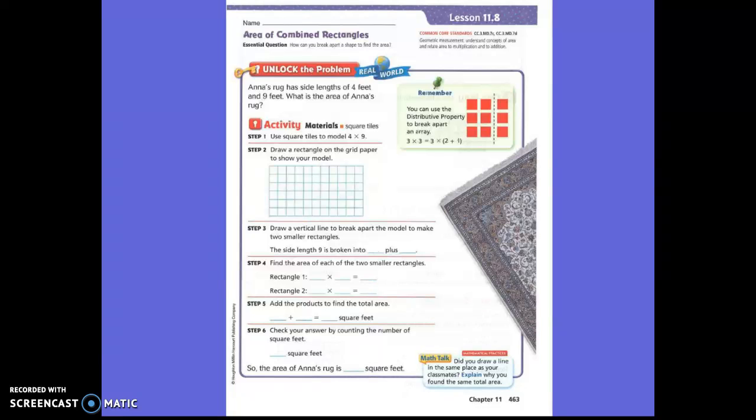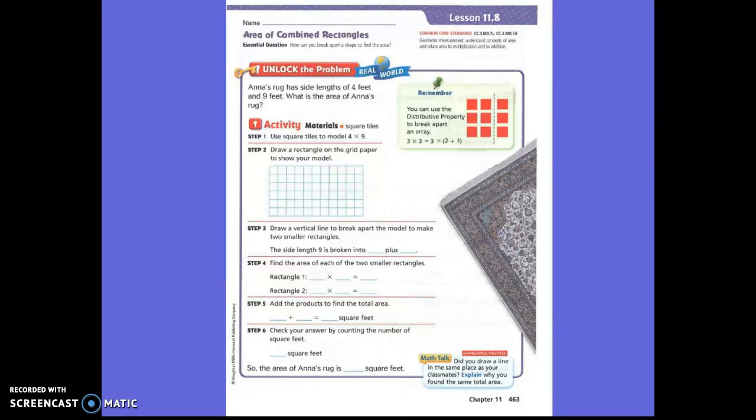This rug has sides of 4 feet and 9 feet. What is the area of this rug? Okay, you could use square tiles, but we're not going to use square tiles because they gave us a chart or grid paper to use to find this answer. So we have 4 feet and 9 feet, right? Side lengths of 4 feet and 9 feet. Okay? You're going to use square tiles to model 4 times 9.